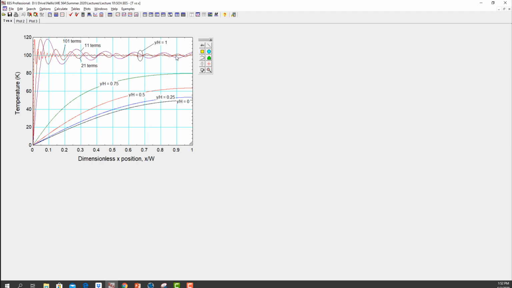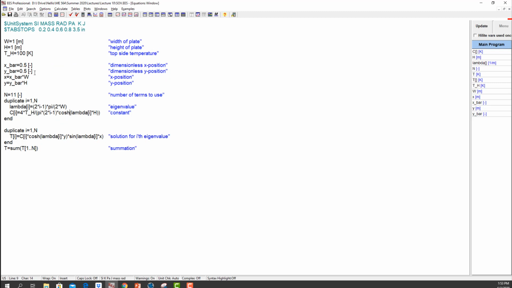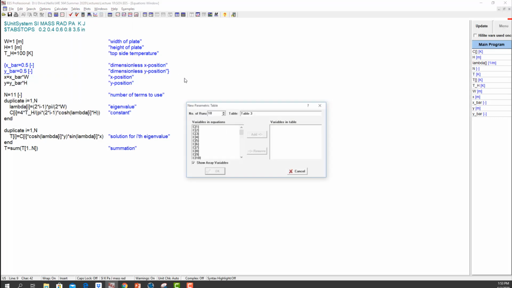We can make a contour plot of the temperature distribution. So all I did here is build a large table. So I'll show you how to do that. Here we'll vary both X bar and Y bar, right? So I'll make a table. I need X bar to go from 0 to 1. I need Y bar to go from 0 to 1. So X bar and Y bar, and then we'll look at T, right?